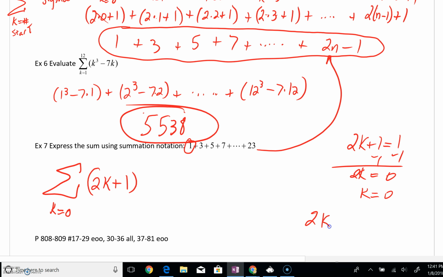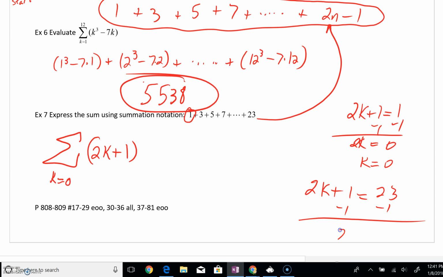What if we would have had 2k plus 1 equals 23? Well, we'd minus a 1, and we'd have 2k is equal to 22, leading us to say that k would equal 11. And that's our upper bound. Sure enough, when we plug in 11 into that formula, we end with a 23.